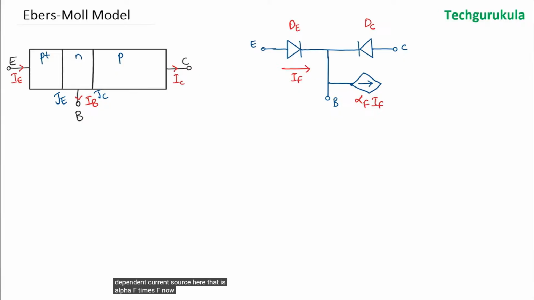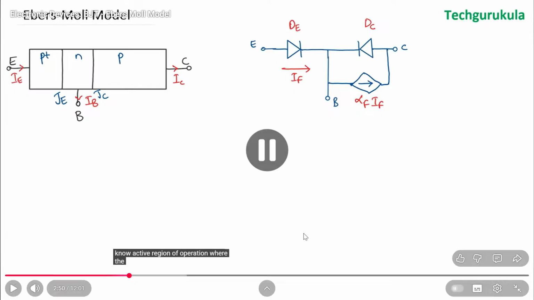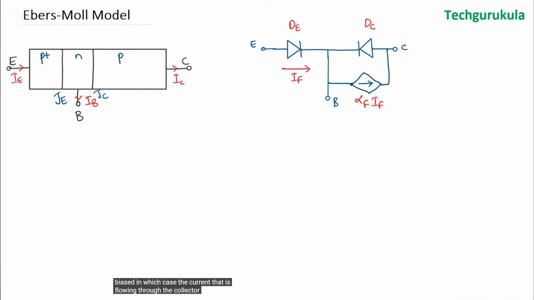Now our intention is not to just model the BJT in the active region of operation. So let's say we have the inverse active region of operation, where the collector junction is forward biased and the emitter junction is reverse biased. In which case the current flowing through the collector junction, let's call this IR, because R represents the reverse active mode of operation current flow, and F here represents the forward active mode of operation current flow through the emitter junction.